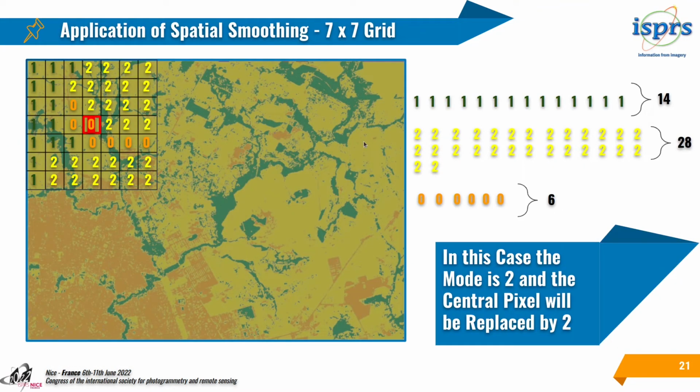After creating the unsupervised classification map, spatial smoothing was applied, which takes a 7x7 neighborhood of the pixel and calculates the mode, which in the example is the 2. The central pixel is replaced by the mode of the neighborhood and executed for all pixels of the image.